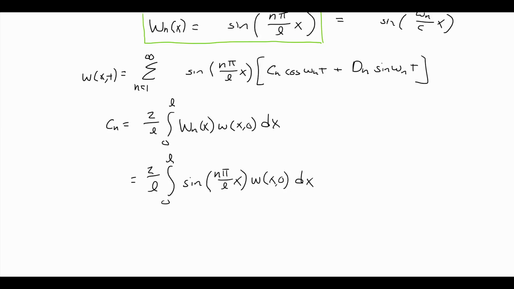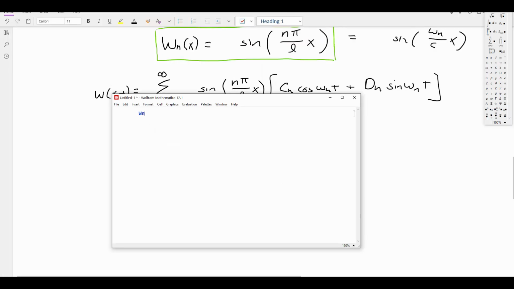We could do this by hand. I have a sine function times a linear function, and that would be one way to do it. I'm going to instead do this using Mathematica. To find this, Wn is going to be sine of n pi x over L. And run that. Okay, so our eigenfunction is defined that way.